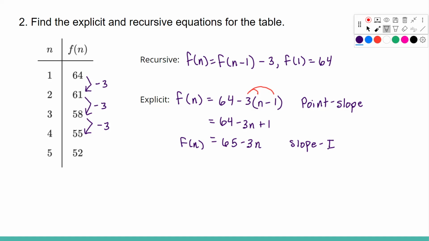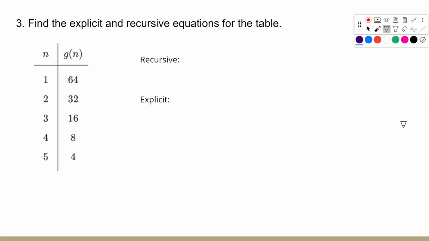Just a reminder, this was a skill that some of you demonstrated on the Unit 2 test needs a little bit more practice. And let's take a look at number 3.